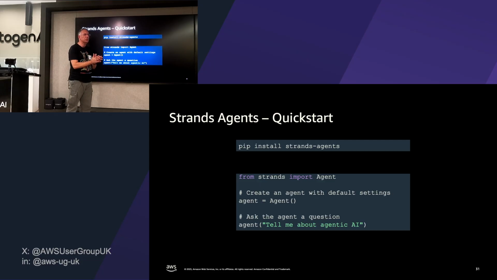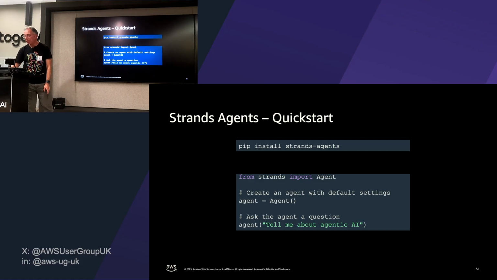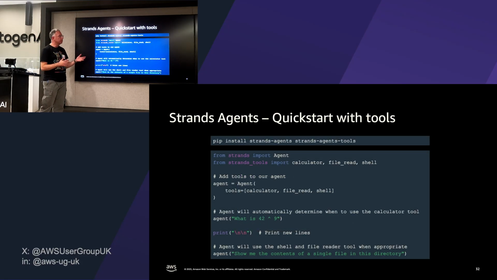By default, it's using Claude Sonnet, I think now 4, but you can use virtually any model available, like OpenAI, Gemini, or it also supports Ollama to run models locally in case you want. And then you can ask the agent something, like tell me about agentic AI, and the agent will use the knowledge of the model to send me a response. Very, very simple.